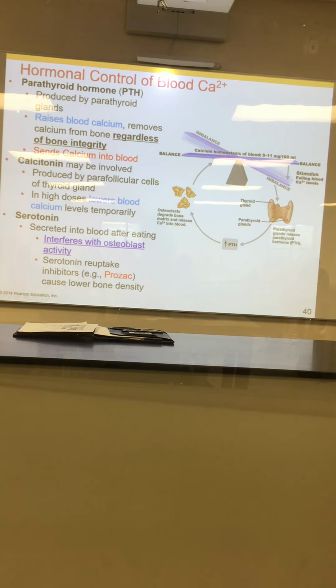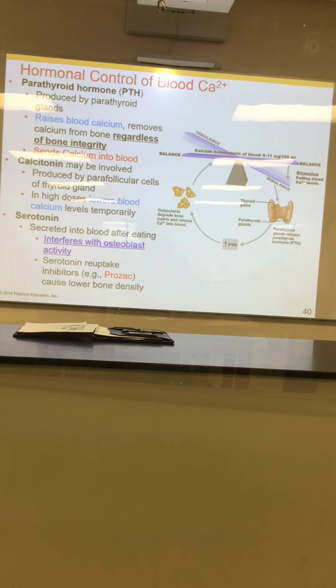Parathyroid hormone raises blood calcium. This feels important. Parathyroid hormone raises blood calcium. And when we say it raises blood calcium, what we mean to say is the parathyroid hormone increases osteoclastic activity. Okay? Parathyroid hormone increases the activity of osteoclasts. What this will do is pull calcium out of the bones and put it in the blood. If you don't have enough calcium in the blood, you'll die immediately. So this is very important.